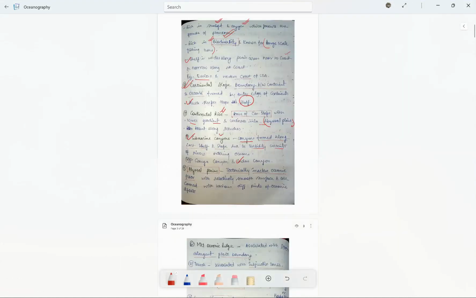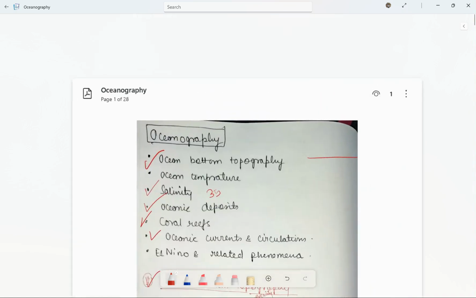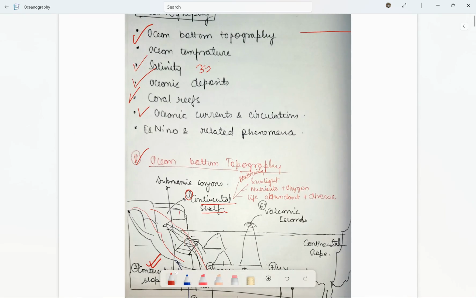Okay, so now we are going to talk about oceanography. The first topic in oceanography is ocean bottom topography. Next comes ocean temperature, then salinity, ocean deposits, coral reefs, oceanic currents and circulations. After that, we'll cover El Nino and its related phenomena like La Nina and the others.